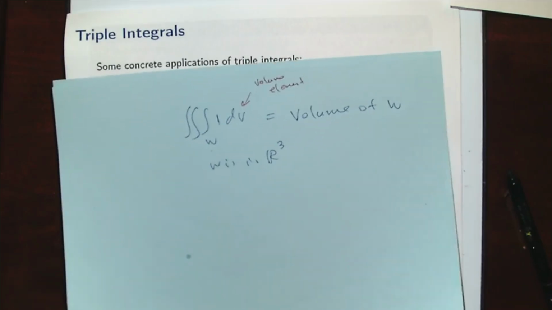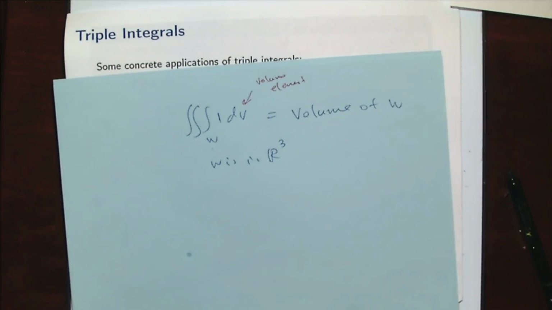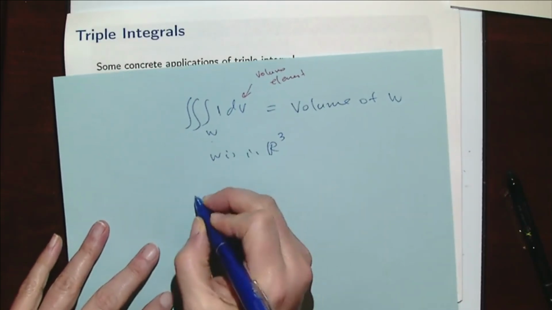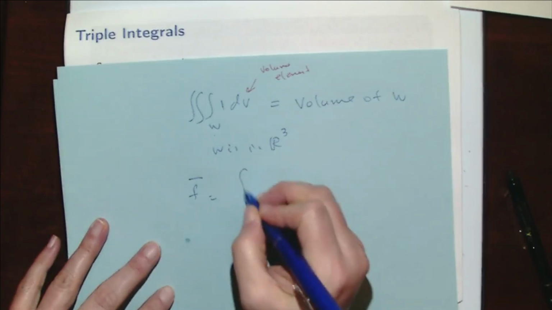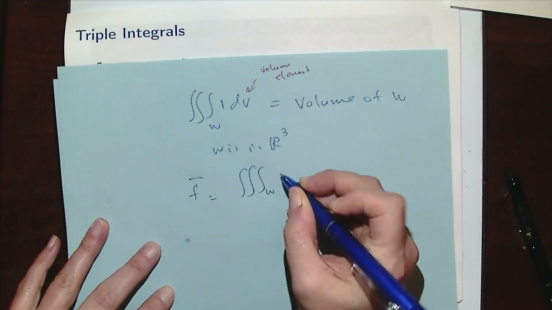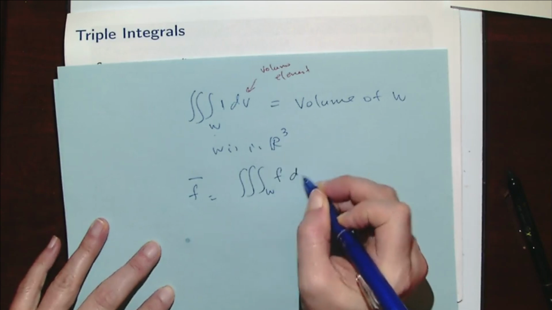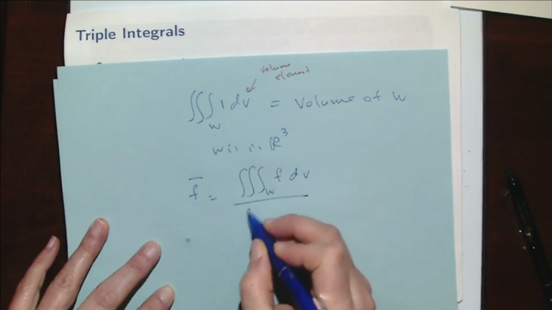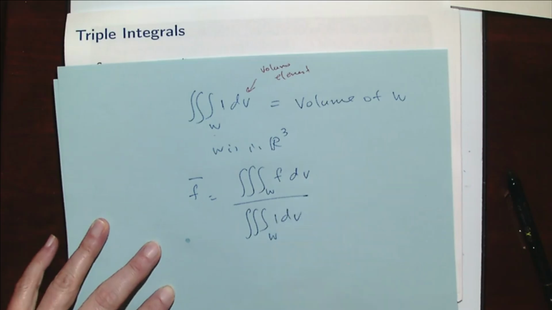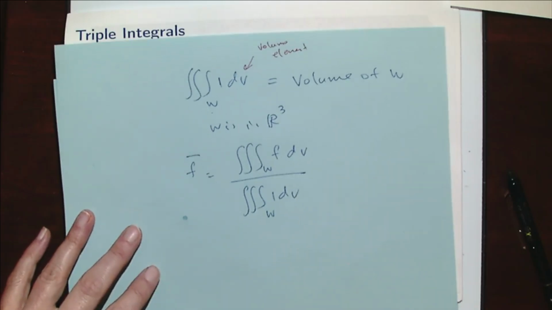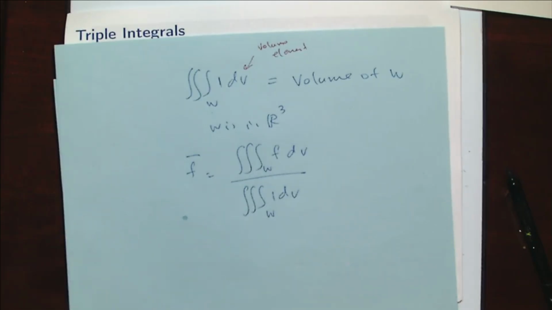So that's the first thing that we want to discuss. Then obviously I want to discuss the same thing as we did before. The average of f is going to be the triple integral of f over W divided by the volume of W, as usual.